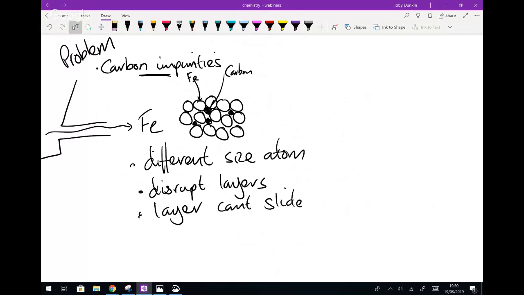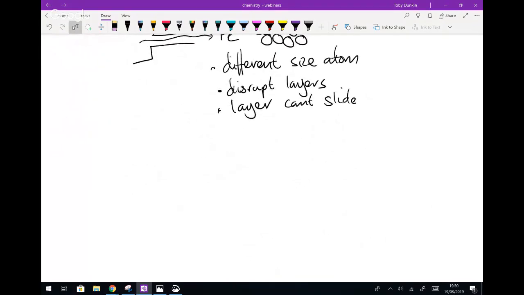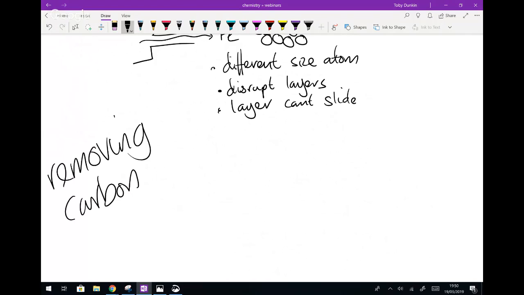So now what we need to do is we need to actually purify it. We remove the carbon. What we now do is we actually have a rather cool machine called a Bessemer converter. This is removing carbon from steel.